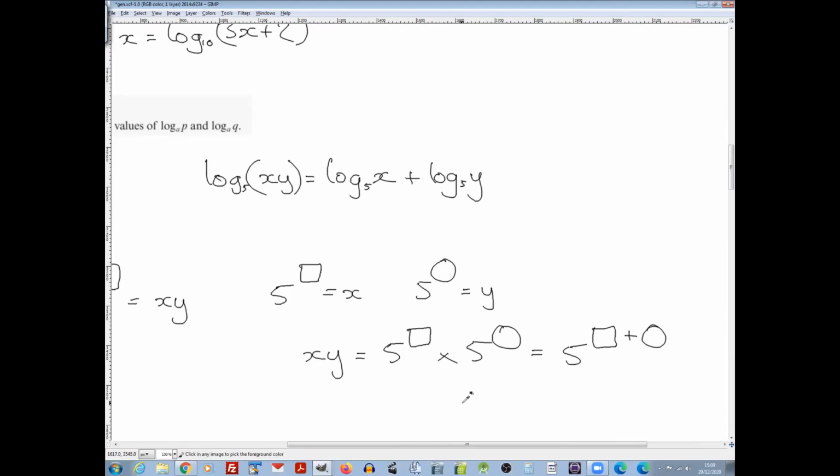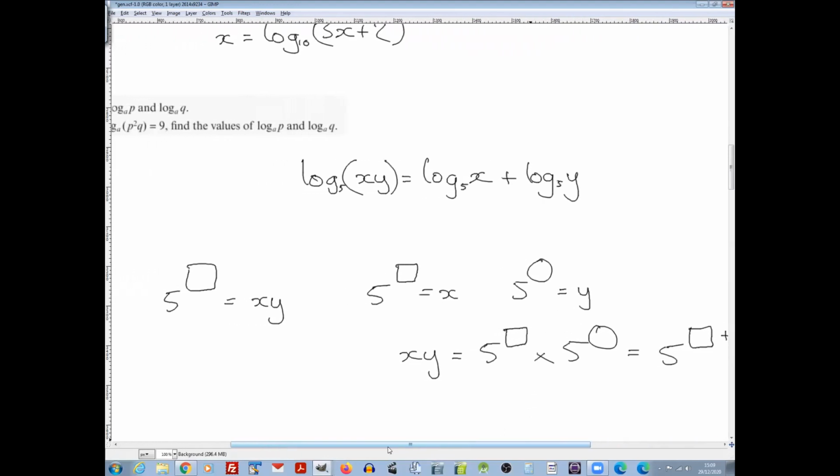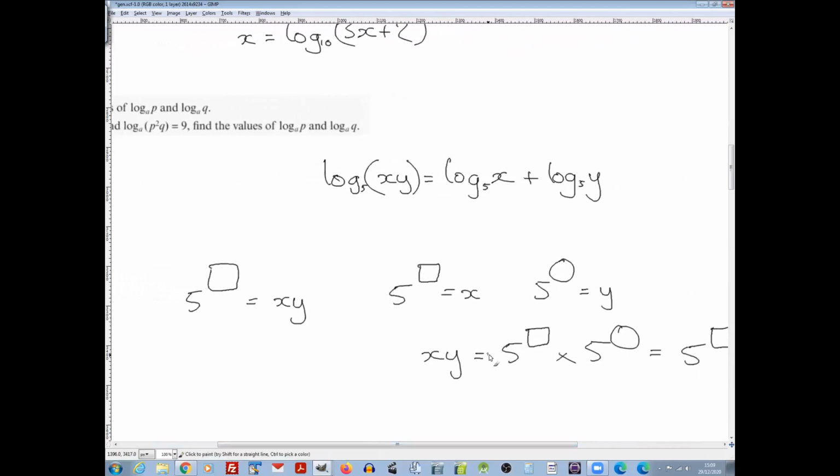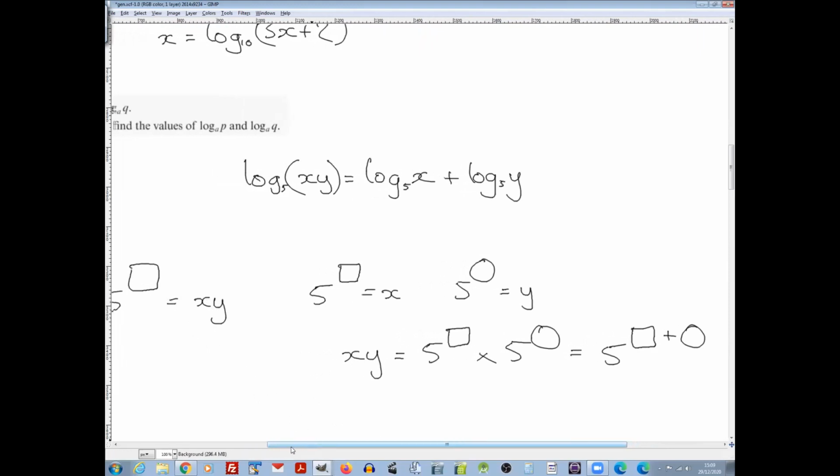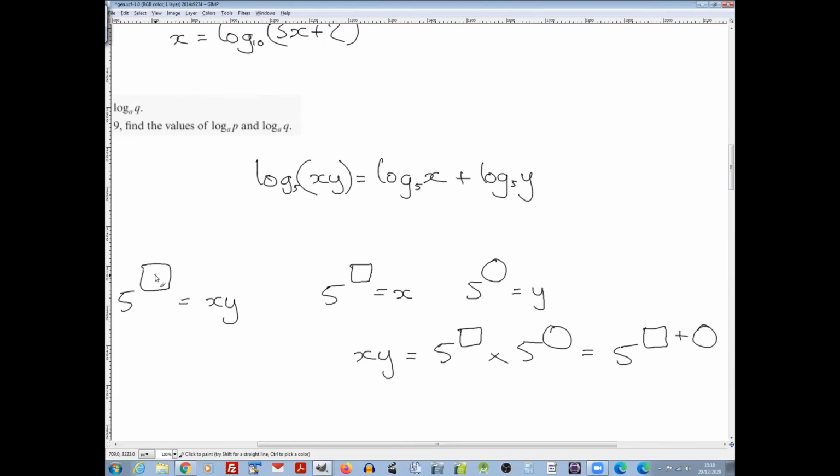Exactly, yeah. Okay. Which is why the power you have to raise 5 to get xy would be the sum of these two powers. But this is the power you have to raise 5 to get xy, isn't it? And that's the power you have to raise 5 to get x. And that's the power you have to raise 5 to get y.